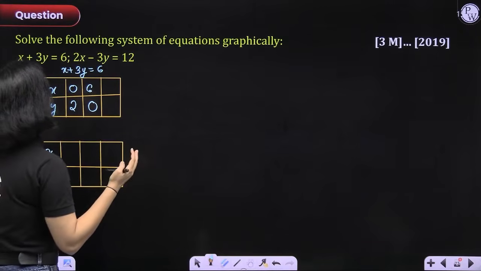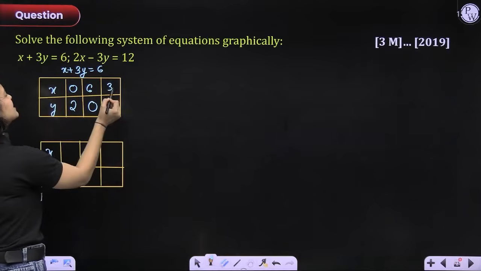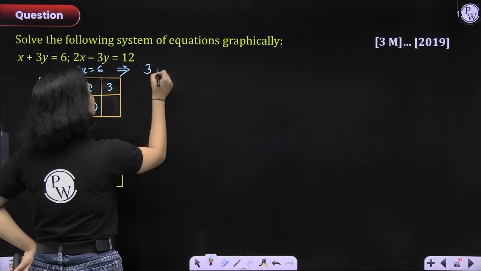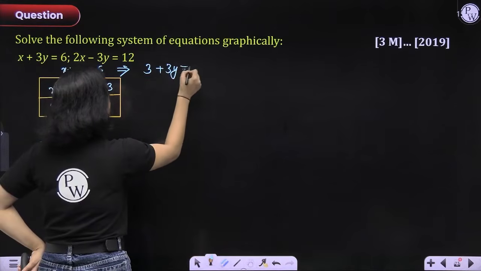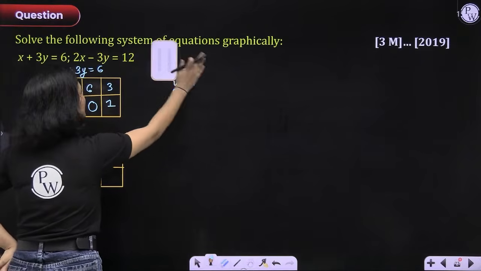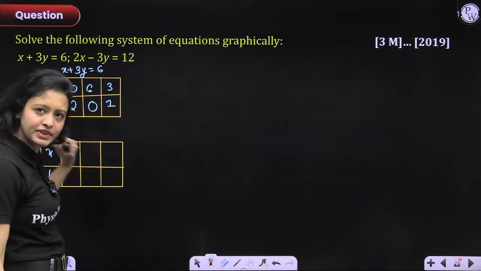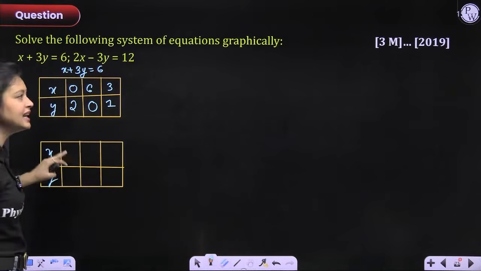Now next we can randomly choose anything. So I am thinking of choosing 3. Let's put x as 3, okay? So if I put x as 3, everyone, we'll have 3 plus 3y is equals to 6. From here y comes out to be 1, right? So when you plug in the value of x as 3, you get the value of y as 1. That's it. Okay?